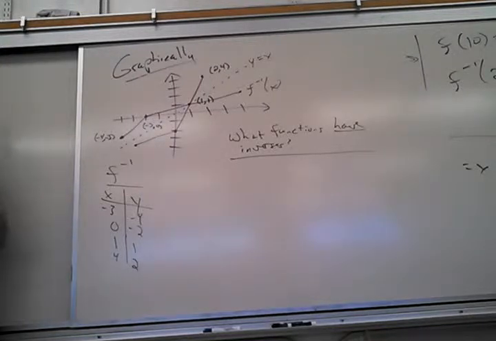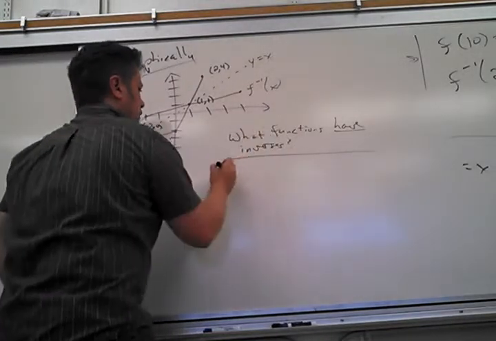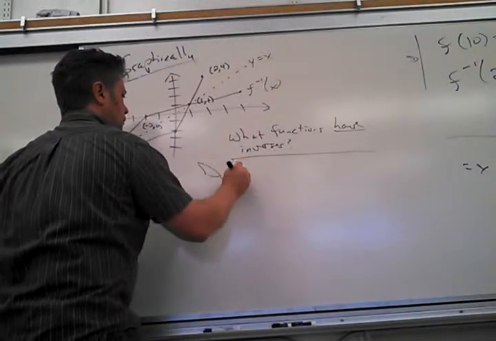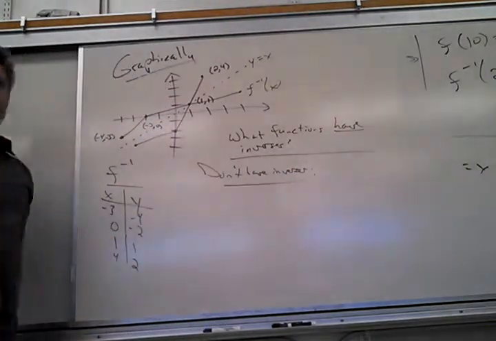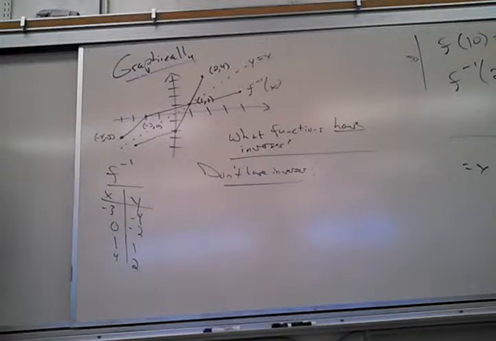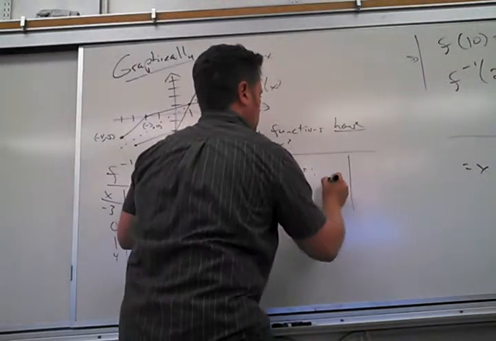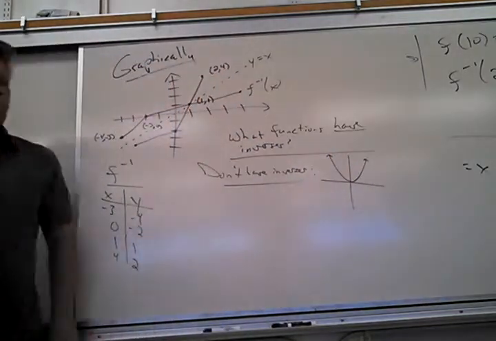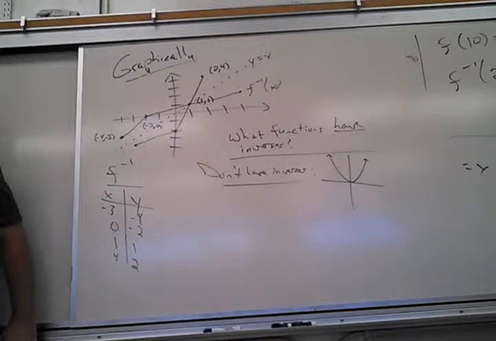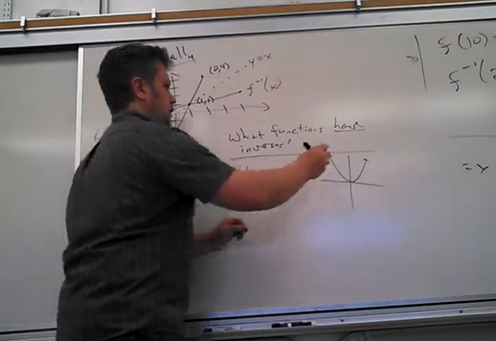So what kind of function would I not be able to do that with? Let's start off with functions that don't have an inverse. The simplest example of one that would not have an inverse is y equals x squared. And this is because if the output is 4, what must the input have been? 2, -2. See, you can't tell me.